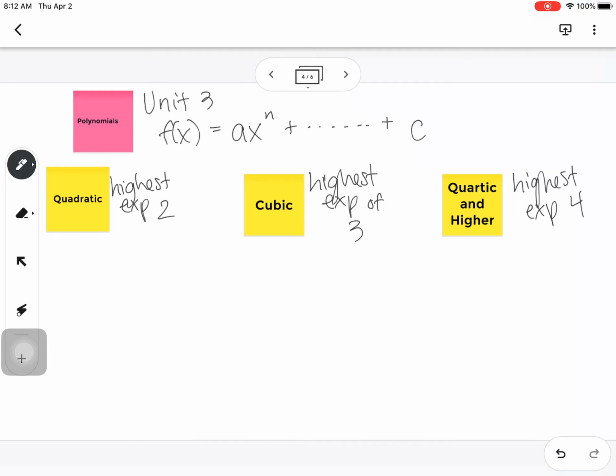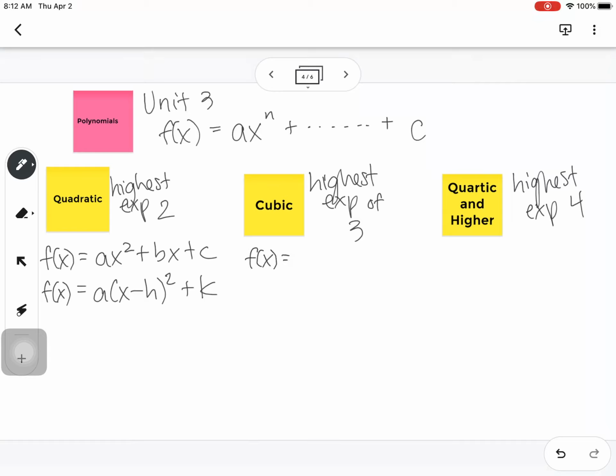When you're dealing with your quadratics, I'll go through these again with your equations. Again, you have a highest exponent of 2, so primarily this looks like ax squared plus bx plus c. We also wrote it in vertex form with that a, h, and k floating around. So that equation can be given to you either way.